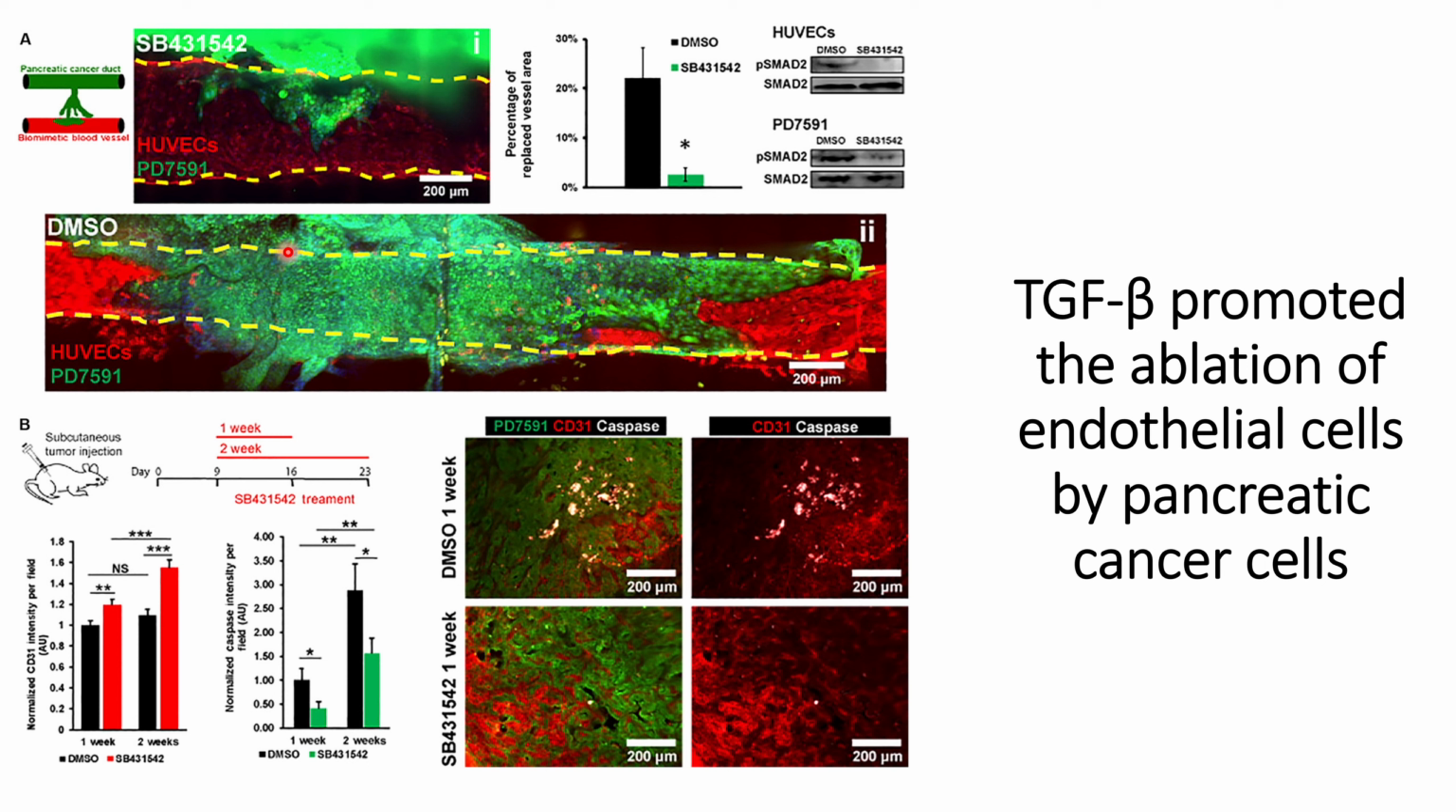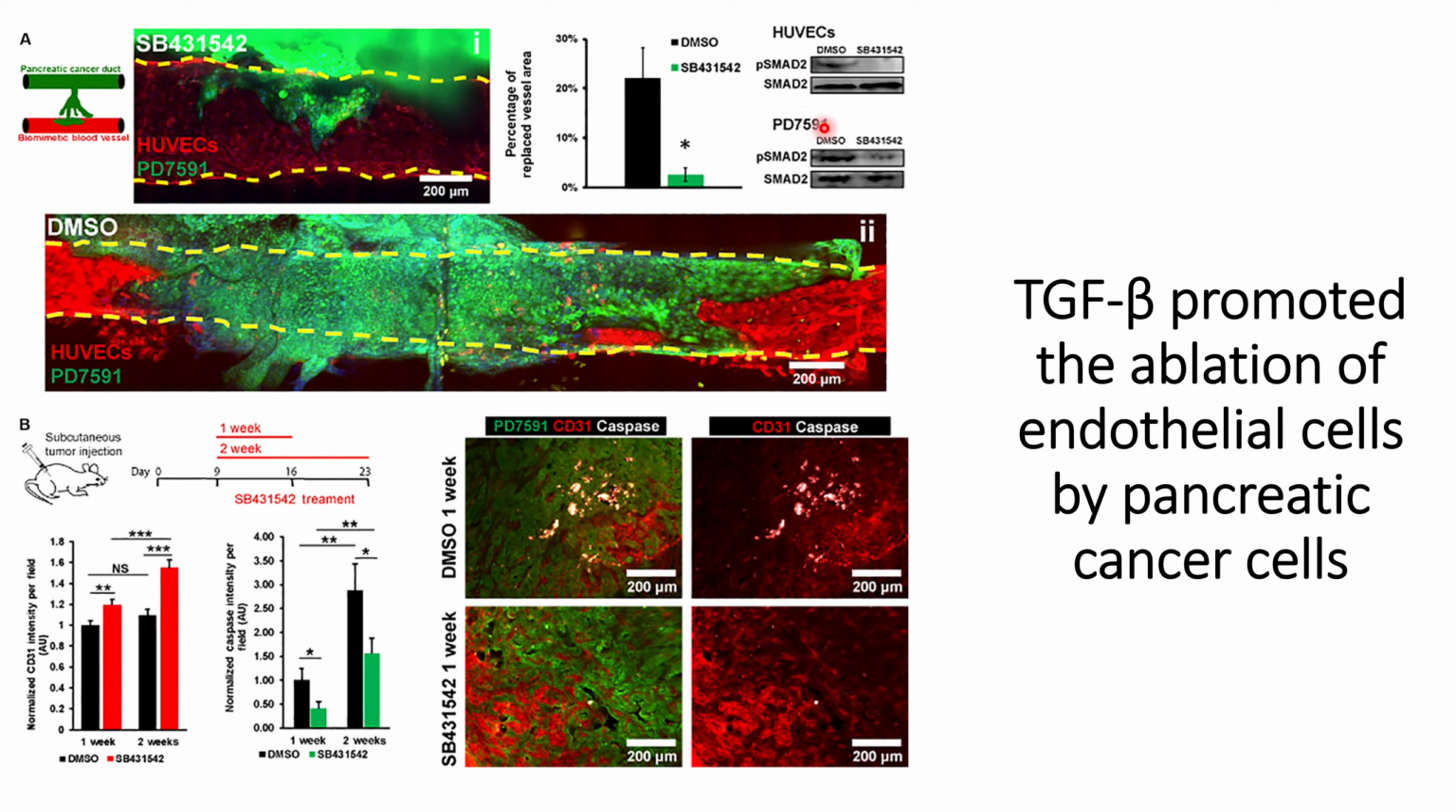And what they observed is that when they use this SB431542, they can see a decrease in the ablation of these endothelial cells compared to the control case, that is DMSO. And when they quantify these images, they can see that the percentage of the replaced vessel area by these pancreatic tumors is very high in the case of DMSO and significantly lower when they use the SB431542 reagent, which is the inhibitor for TGF-beta.